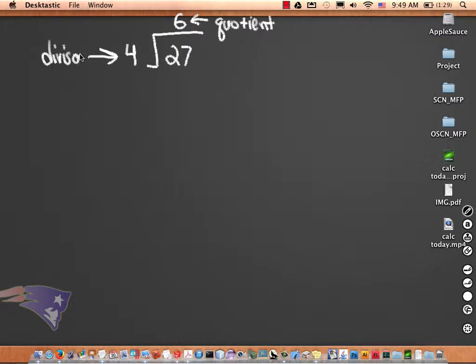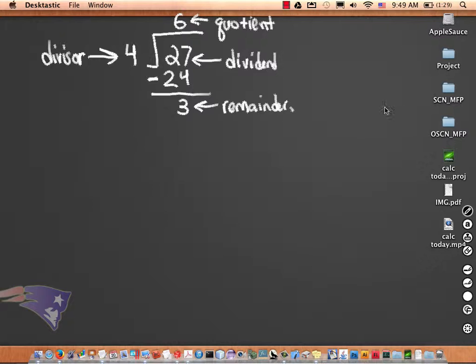Does anybody know what the inside is called again? Dividend. And so we get 24, then we subtract and we get 3, and this part here is called the remainder. That's exactly right. And so function division is going to work exactly the same way.